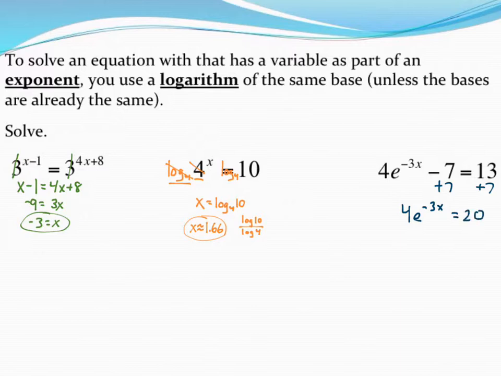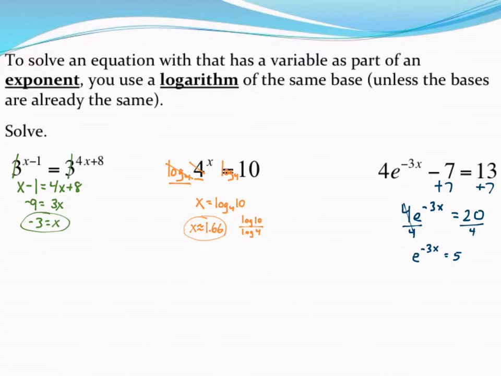Next up, I want to divide by 4. 4 is not the base of the exponent, e is the base. So I can divide both sides by 4. I want to get that base isolated. So dividing both sides by 4 then leaves me with e, which remember is just a number, to the -3x is equal to 5. And so at this point, now I'm down to an exponential equation.